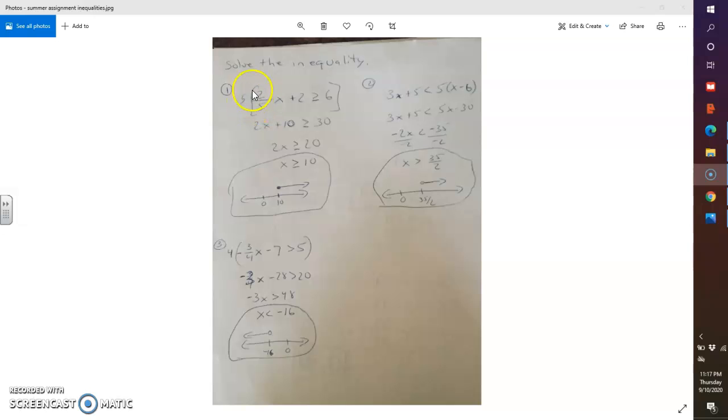So 5 times 2 is 10, and 5 times 6 is 30. And then it's basic algebra. We subtract 10, we divide by 2, and we get x is greater than or equal to 10. When I go to graph, it's going to be on a number line. When it's greater than or equal to or less than or equal to, we fill in the dot. And since it's greater than 10, we draw our line to the right of 10.